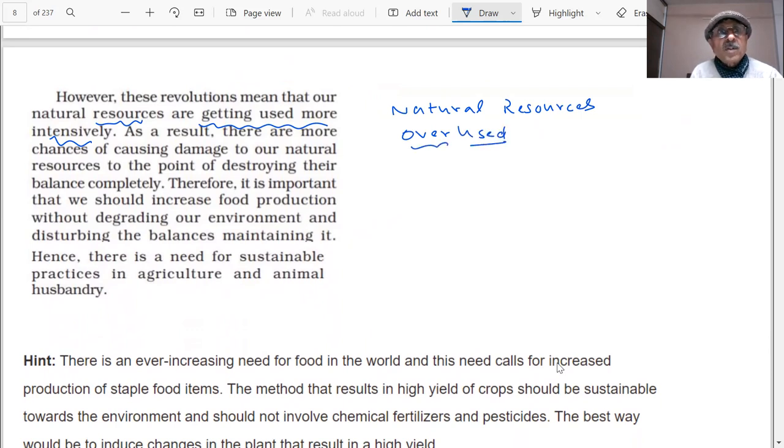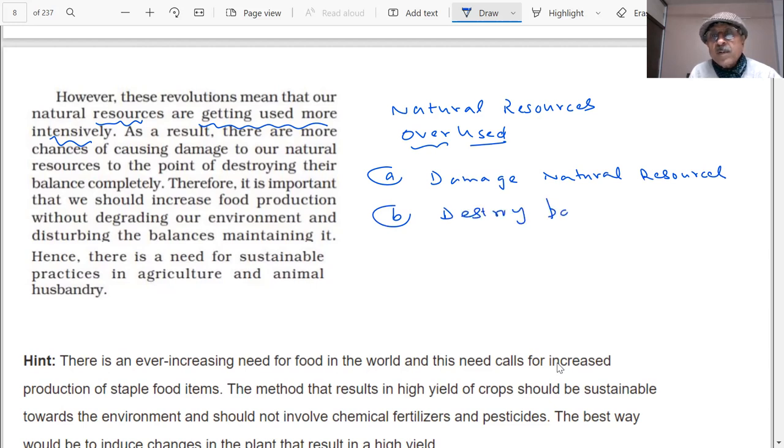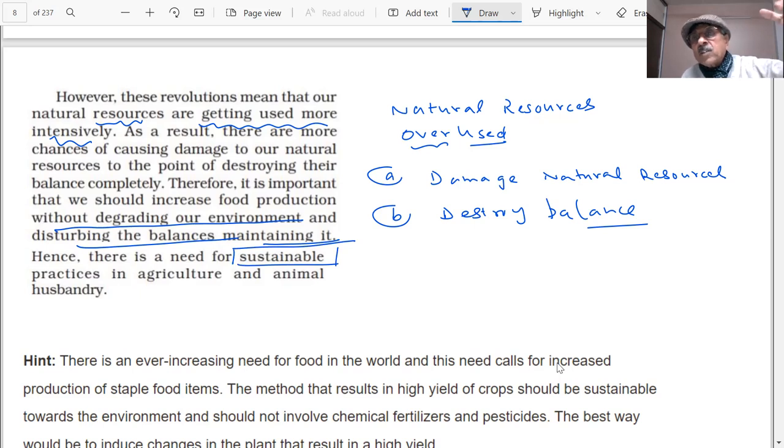What will happen if they are overused? This will cause damage to the natural resources. There will be damage to them, and this will destroy the balance which has been there, eco balances and other balances, cycles are there, they will be disrupted. So we should increase food production without degrading our environment and disturbing the balancing which must be maintained. That's what we talked of, that need for sustainable practices. We are talking of 3 R's, reduce, reuse, recycle.